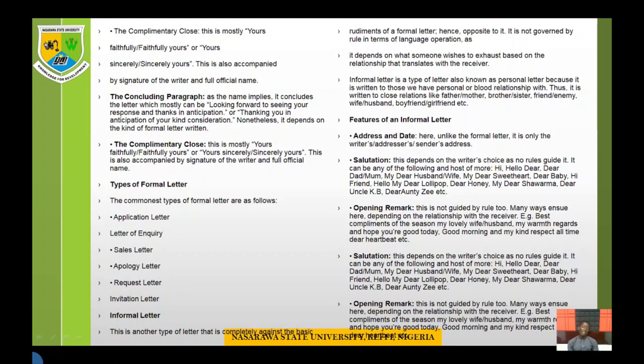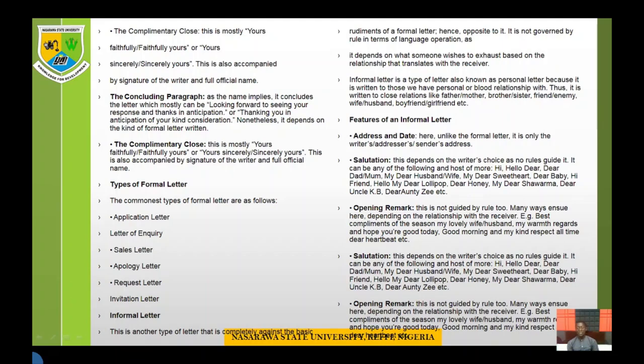Salutation in informal letter also depends on the writer's choice, as no rules guide it. That is the next feature. It can be any of the following: hi, hello, dear dad, dear mom, my dear husband, my dear wife, my dear sweetheart, dear baby, hi friend, hello my dear lollipop, dear honey, my dear shawarma, dear uncle KB, dear auntie Z. All these things you can use them. Nothing like sir or madam, no, anything.